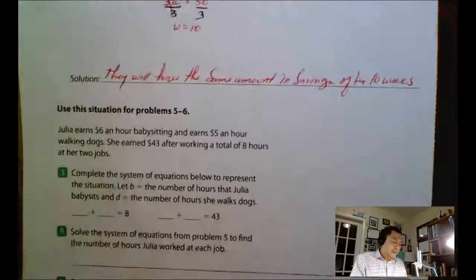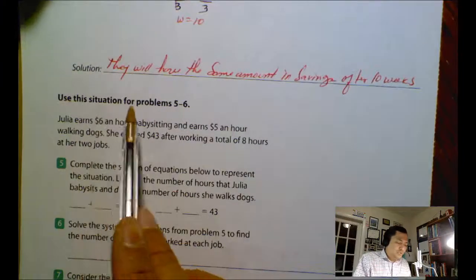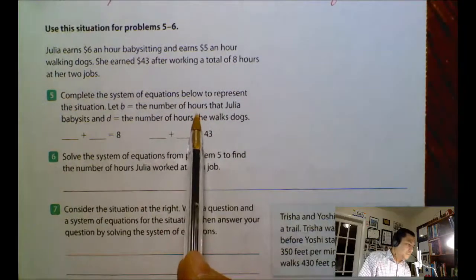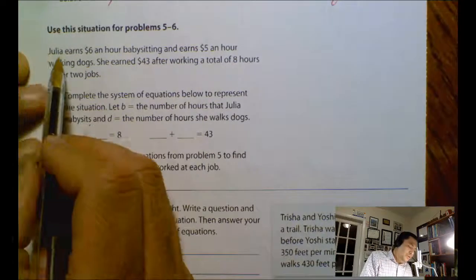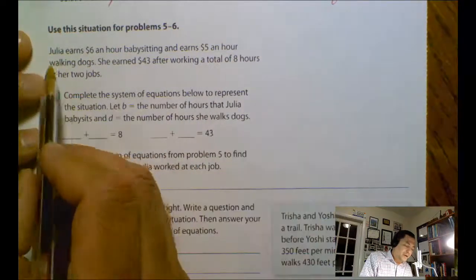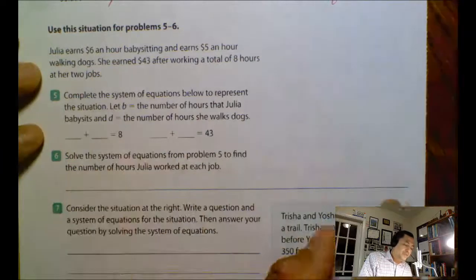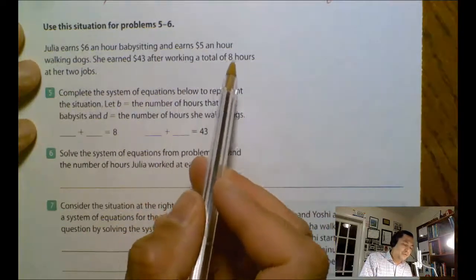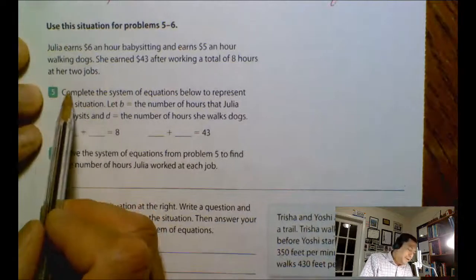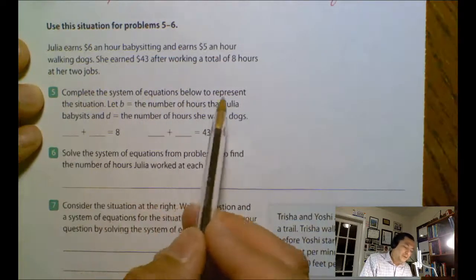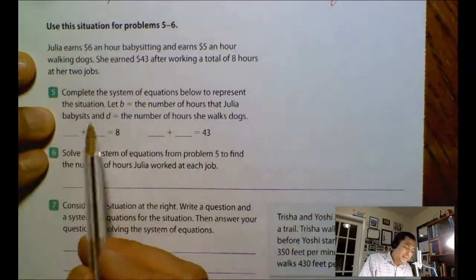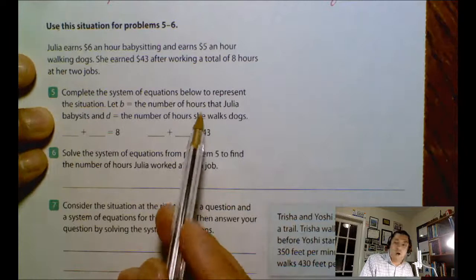Okay. Use the situation for problems 5 to 6. Okay. So Julia earns $6 an hour babysitting and earns $5 an hour walking dogs. She earned $43 after walking a total of 8 hours at her 2 jobs. Number 5. Complete the system of equations below to represent the situation. Let B be the number of hours Julia babysits and D the number of hours she walks the dogs.